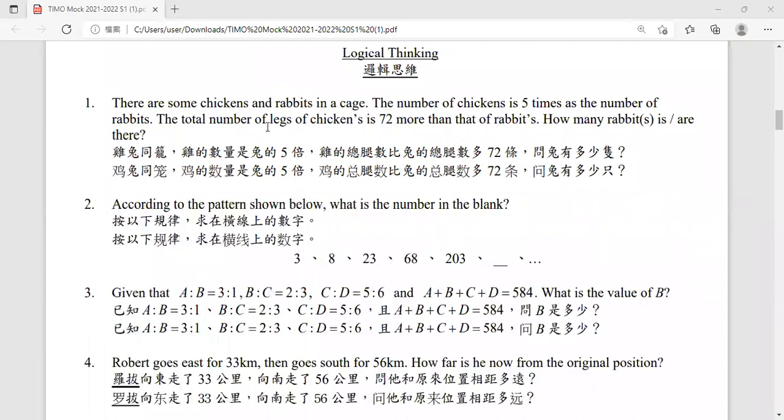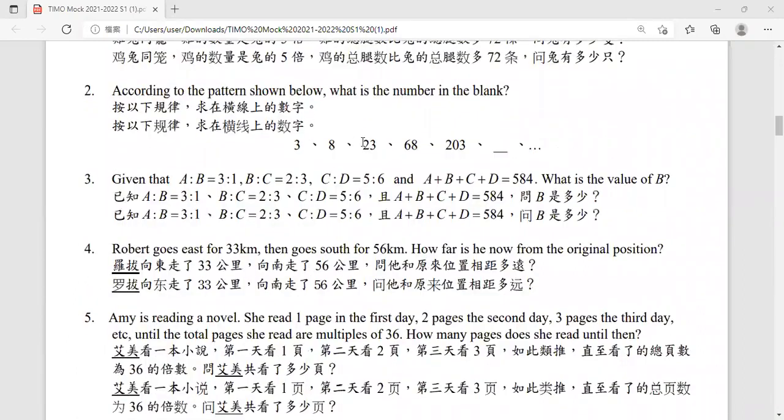Next one. Question 2, still very simple. Of course, you can do some subtraction, but you may get yourself confused. It's plus 5, this is plus 50, this is plus 45, and this is plus 135. So you will know that the next one will be plus 405. Then the answer will be 608.